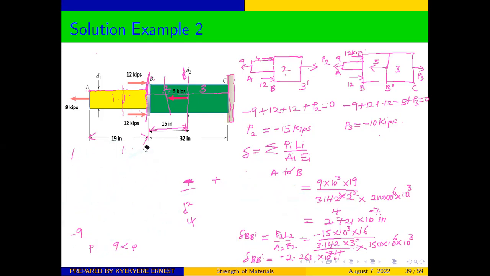Sorry for that. Allow me to clean the side so that we can be able to use the space to do our calculation.